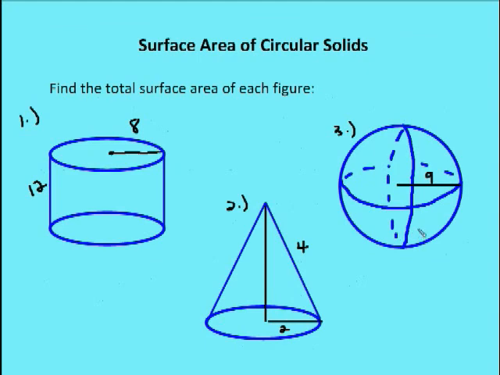All right, we've got 3 problems to look at. We're going to find the total surface area of each figure. The first one, we're going to find the total surface area of the cylinder. So remember, we want to find the lateral surface area first, and then we're going to add the area of the bases second to get the total surface area. So the lateral surface area in this case is going to be the circumference times the height.